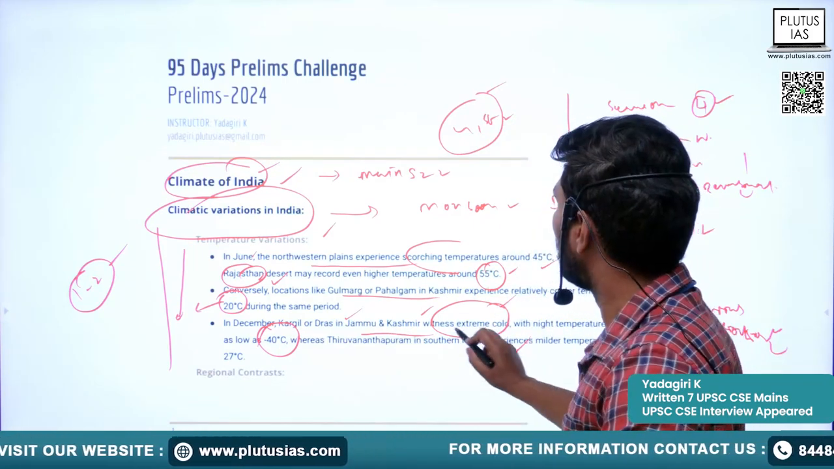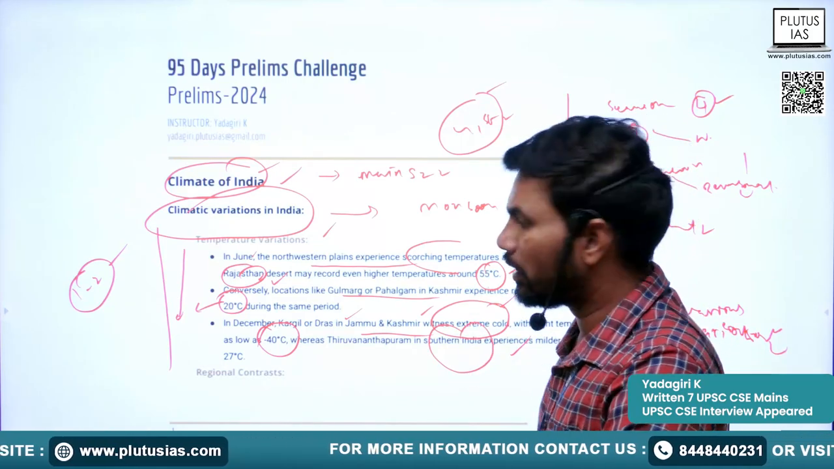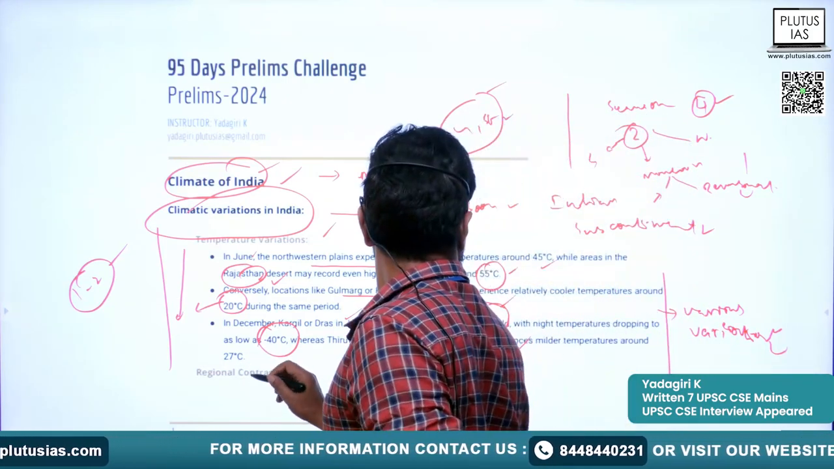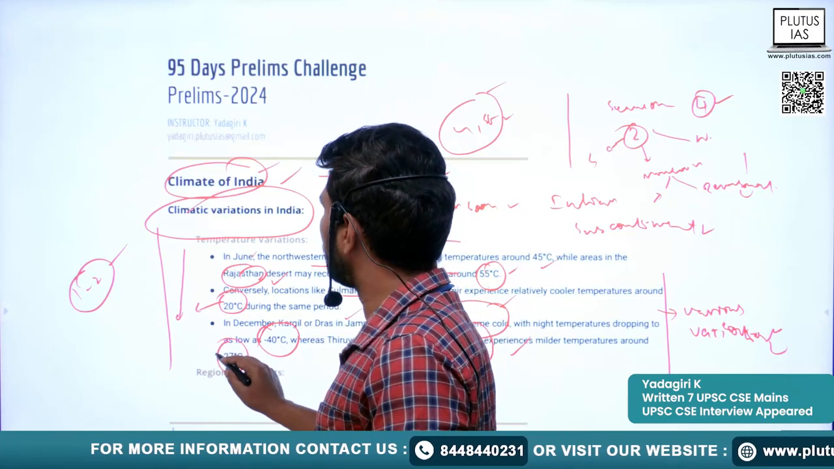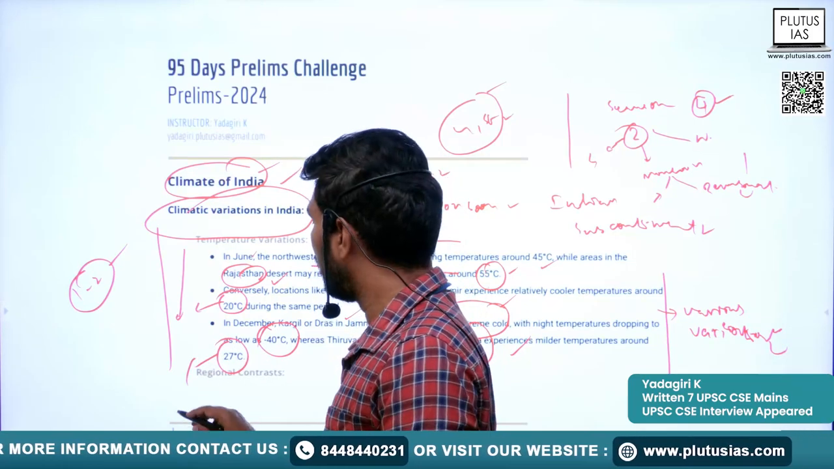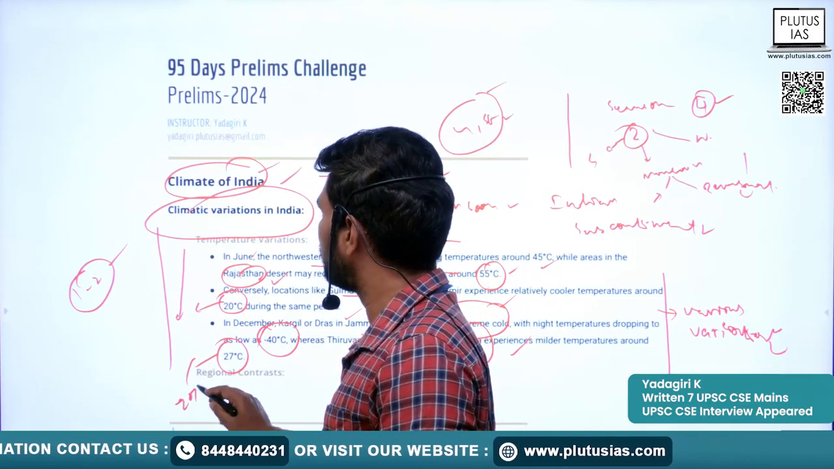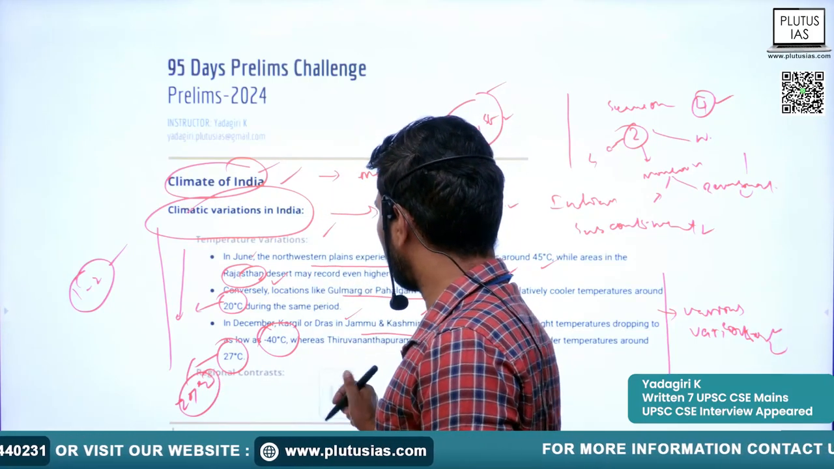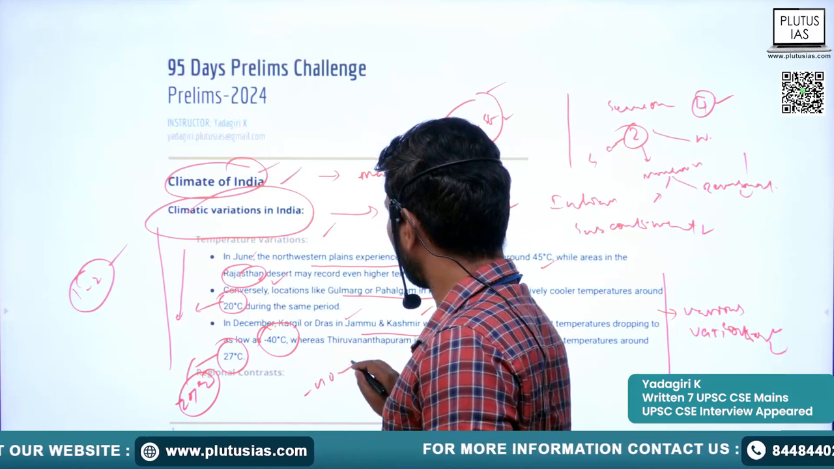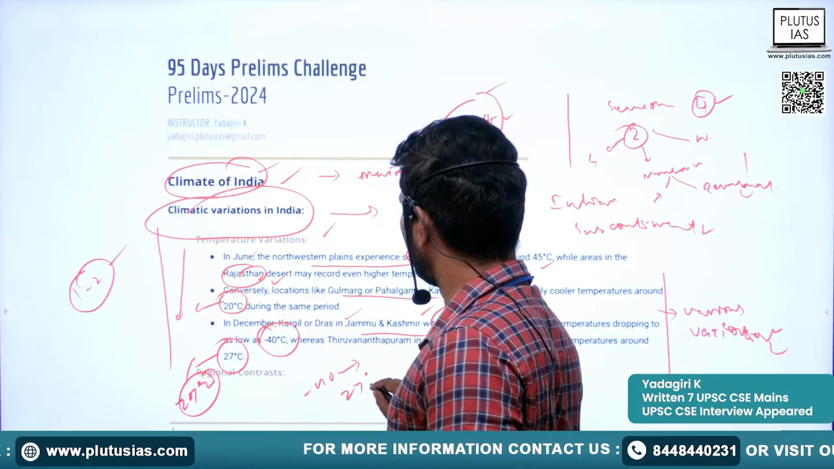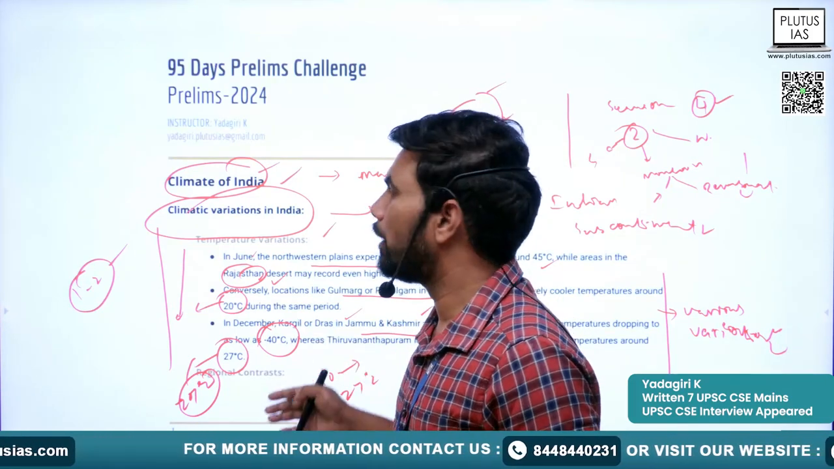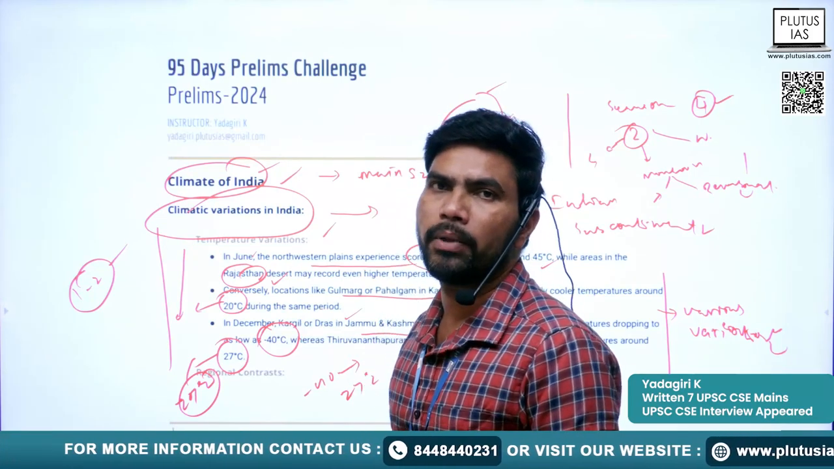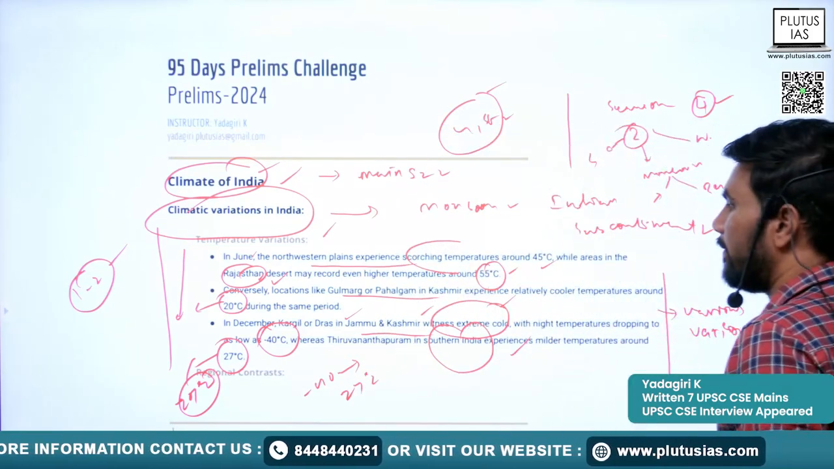However, the southern regions like Kerala, Tamil Nadu, etc., experience milder temperatures like 27 degrees. So here also notice the range. It is ranging from -40 to 27 degrees centigrade. So these types of temperature variations can be found in India.